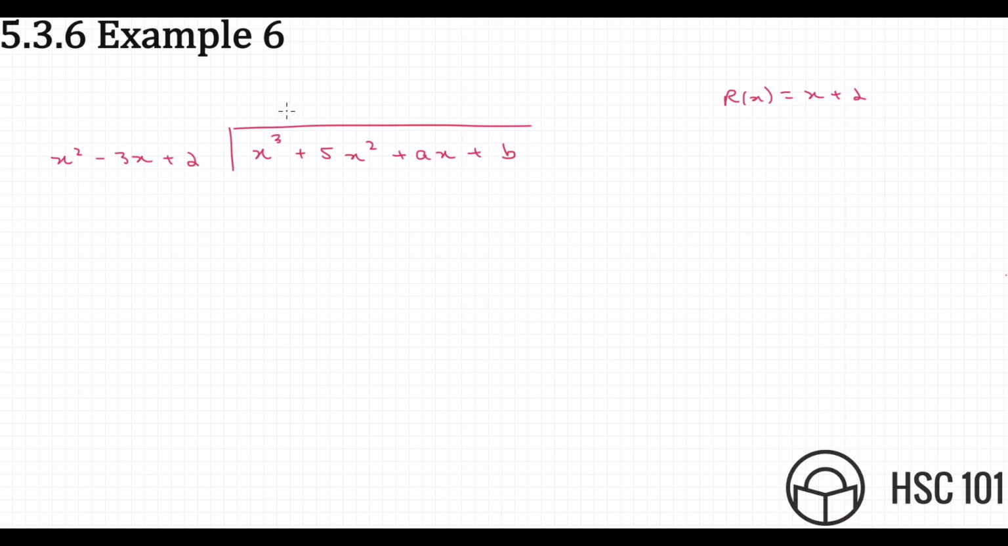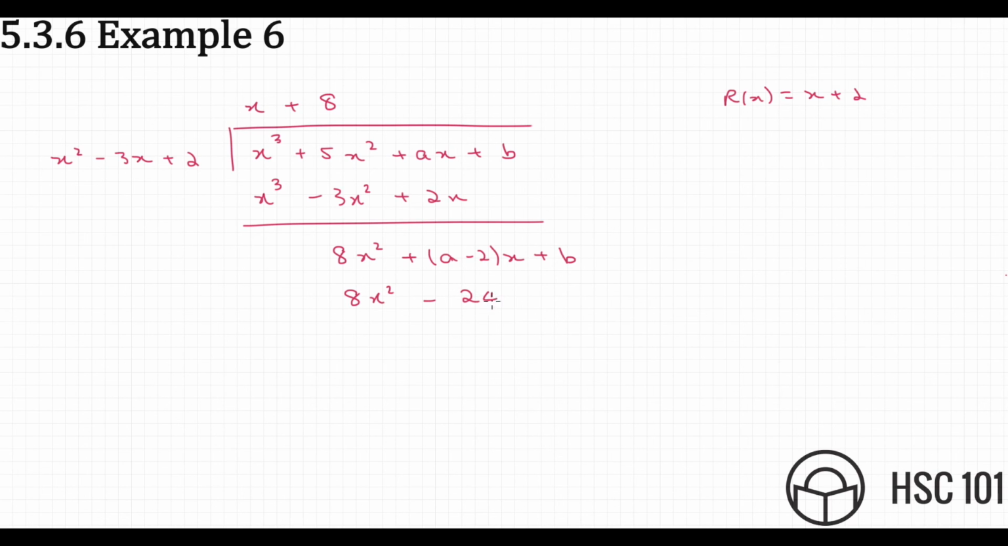So if I check this out, right, x goes to the top. So I've got x cubed minus 3x squared plus 2x. So right now what I've got is 8x squared plus ax minus 2x. That's going to be a minus 2 times x plus b, right? And then we plus 8 in the quotient. So that's going to give us 8x squared minus 24x plus 16, right? And this thing here needs to become x plus 2.